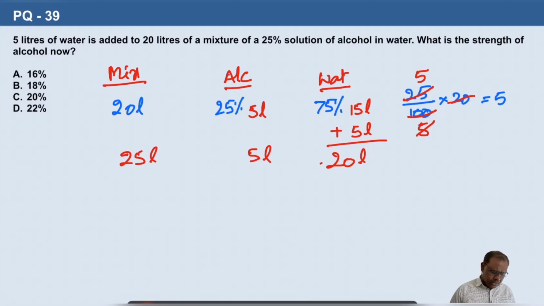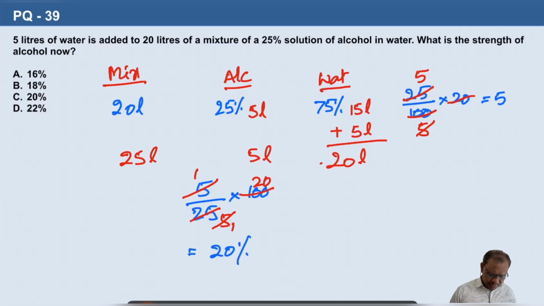So what is the new strength of alcohol? Alcohol is 5 liters out of 25 liters. We have to find out the percentage. 5 by 25 into 100. 5 ones, 5 5s. 5 ones, 5 20s. So the remaining is 20%. The strength of alcohol now is 20%. Option C is the right answer.